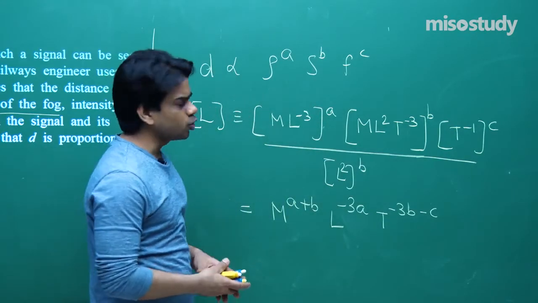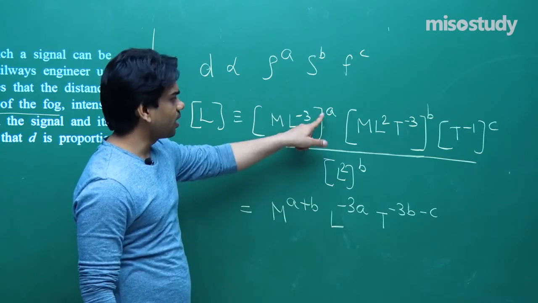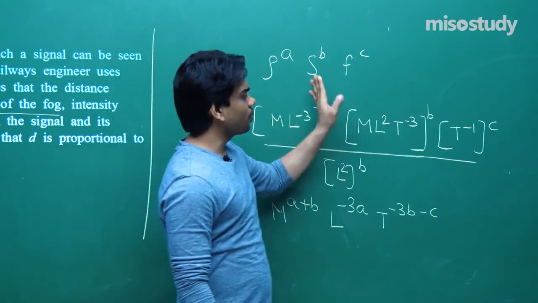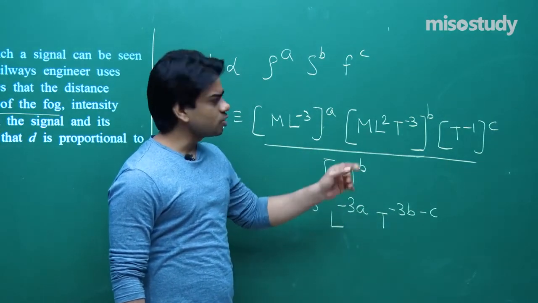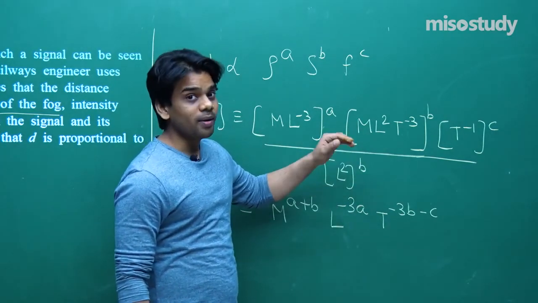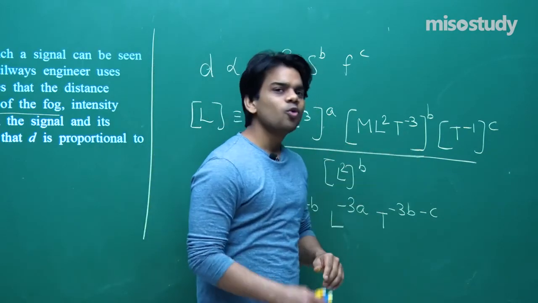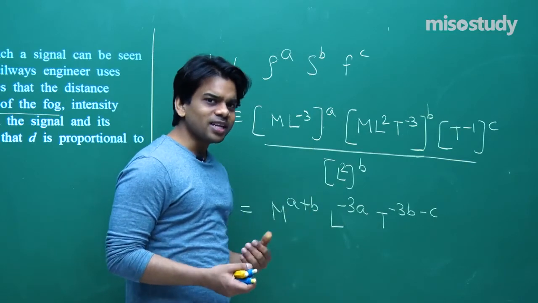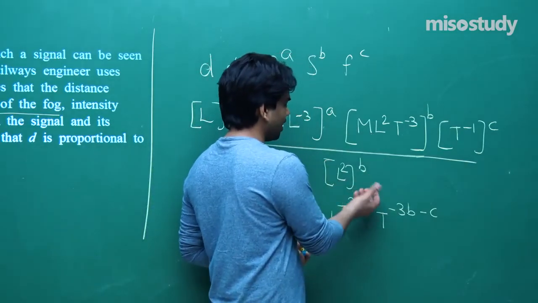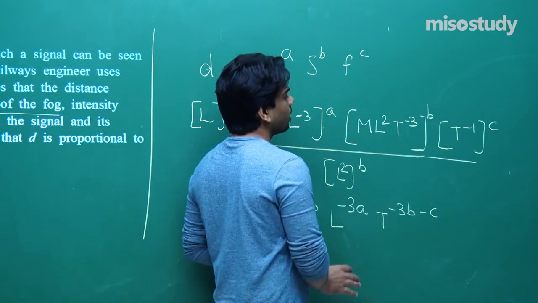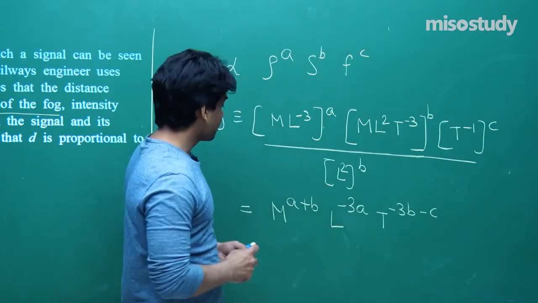Once again, let's be very quick to check. Here we have the density, mass per unit volume, so m L power minus 3 power A. We wrote intensity as power per unit area. Power is work done per unit time, and work done will be mL2 T power minus 2, and then again divide by time for power, you will be getting T power minus 3, then power B, and here per unit area, so I have used L power 2, power B, and T power minus 1 for frequency, and power C.